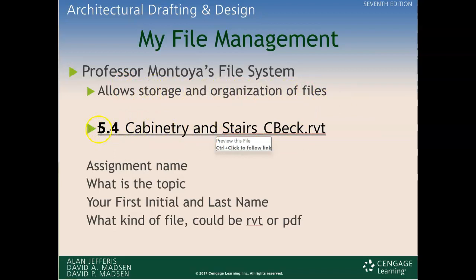So you'll do the assignment number, which I give you, and usually a short definition, such as cabinetry and stairs project, which I will probably tell you. Then I need your first initial and your last name. And then Revit tacks on the extension if it's a Revit file, or if it is a PDF that will be tacked on. So when you send in a file, I need the assignment name, space, the topic, space, first initial and last name, space, and what kind of file, so I know which type of software I'll use to open it.